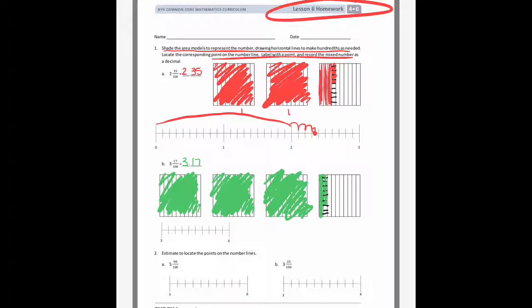Okay, on the number line, it has it between 3 and 4. Well, it's 1 tenth over, and then 7 hundredths. So it's not quite to the second tenth, so it'd be about right here.